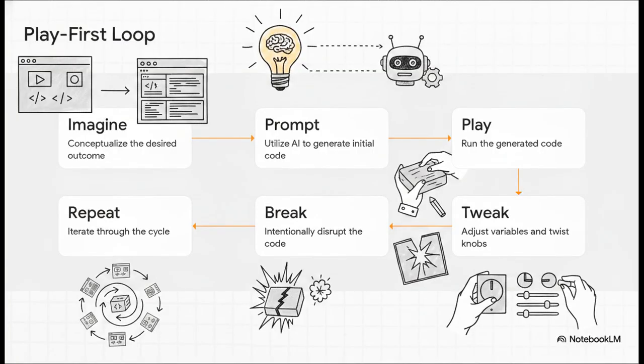Finally, section 4, the play first loop, the methodology of breaking things. Now, here is where we see how this setup builds into the core methodology of the whole curriculum. While your tools have definitely evolved into this powerful IDE, the learning cycle itself relies on 6 really dynamic stages. Imagine an outcome, prompt an AI to help, play the code, tweak the variables, intentionally break it, and then repeat. It's this super active way of learning that treats your code like clay rather than fragile glass.